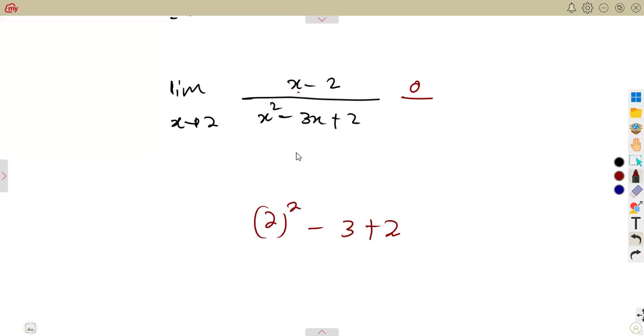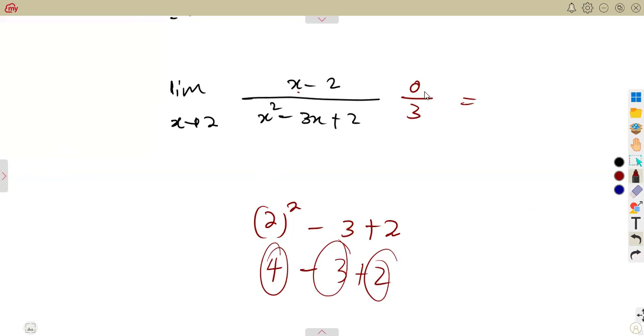This one can be simplified directly, guys. This will be 4 minus 6 plus 2, which is going to be 6 minus 6, which is 0. Hold on, so that's 0 over 3. This can be simplified directly, so it's going to give us 0. Remember, 0 divided by 3, guys, is just 0 there.